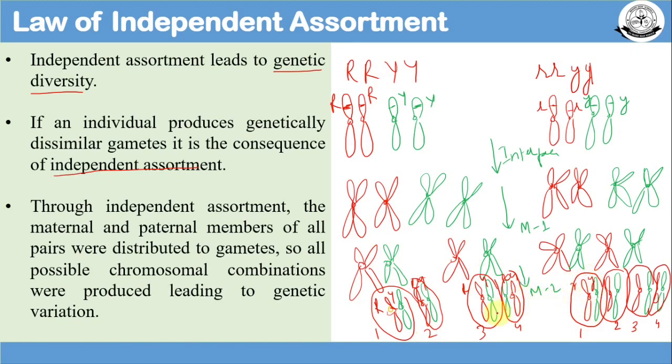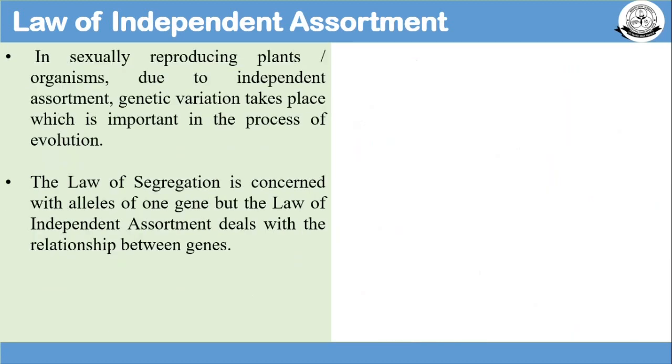Okay, and when they come for combination, what will happen? Different types of combination can occur, and because of which a huge genetic variation can form. So it says that in sexual reproducing plants and organisms, due to independent assortment, genetic variation takes place, which is important for evolution. Because of the changes in the genetic variation, new varieties, new variation comes, which leads to evolution.